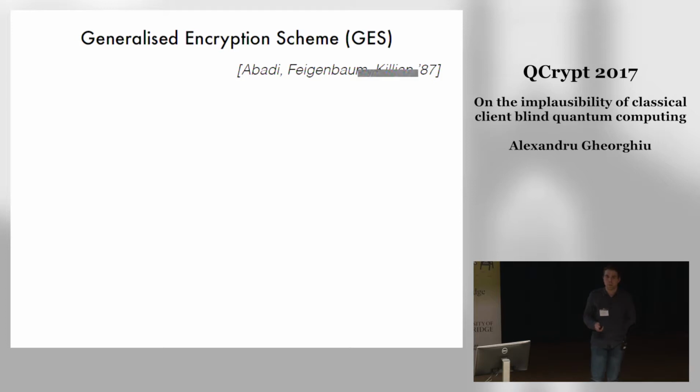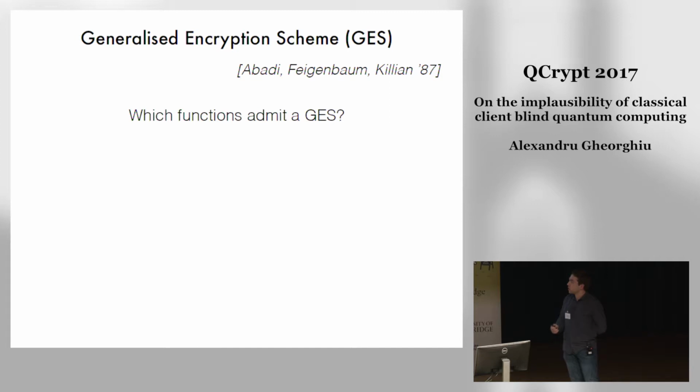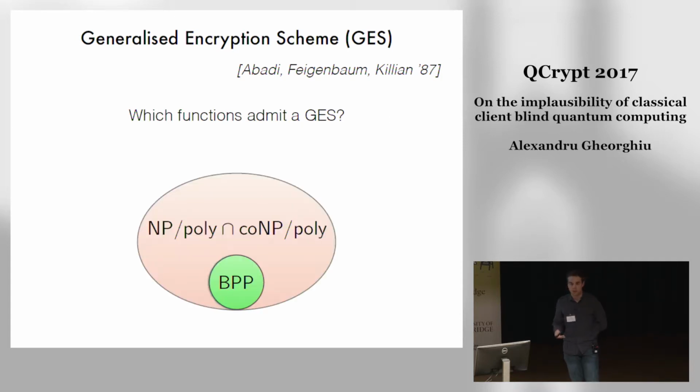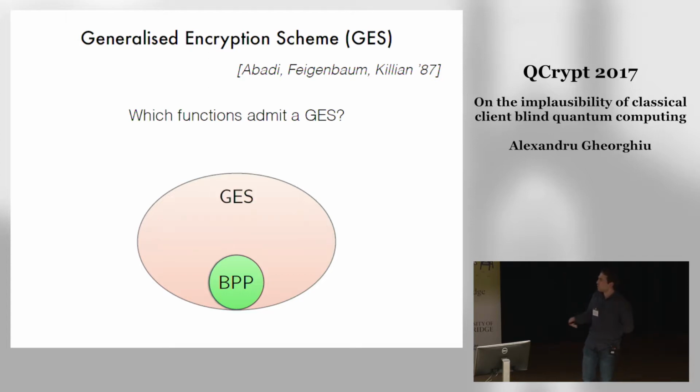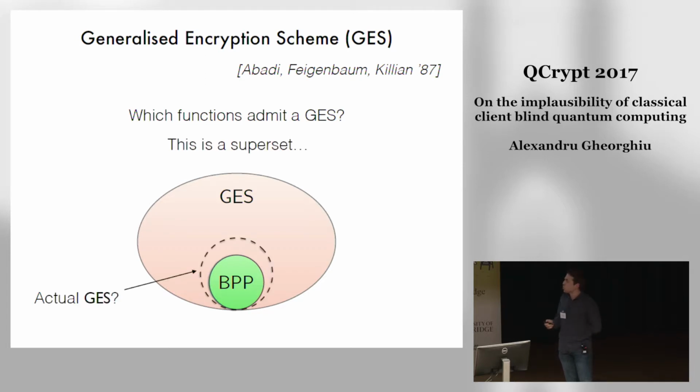And what they were interested in determining is for which functions can we have such a protocol? For which functions can we have a generalized encryption scheme? So they gave a complexity theoretic characterization of those functions, but I won't go into that. So let's just think of those functions, the class of functions which admit such a protocol, as the class GES. And I should mention that this is actually a superset of all functions which admit such a protocol. So functions for which a generalized encryption scheme exists can be in this dotted circle over here.